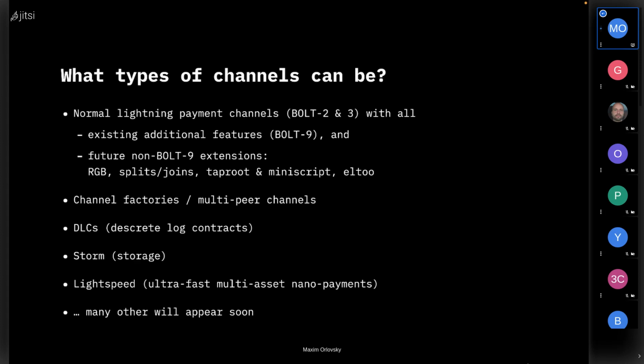Additionally to normal Lightning payment channels, there are many other types of channels we can think about. First of all, these are channel factories or multi-peer channels, where multiple nodes can construct a single channel out of which new channels can be created. Another type of channel is discrete log contracts, which enter production space with taproot, with Schnorr signatures and adaptor signatures.